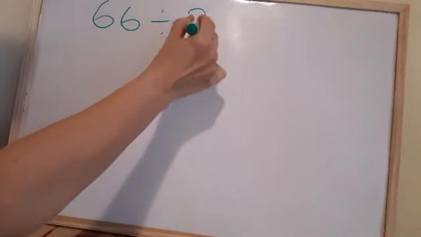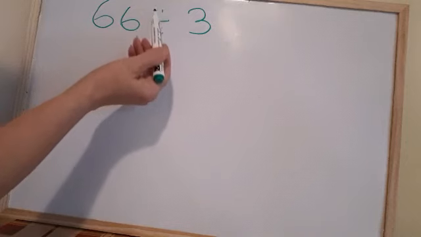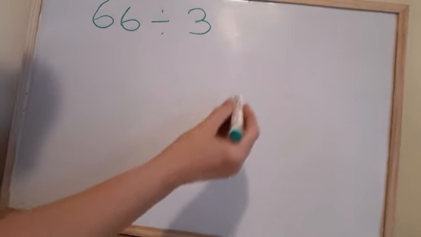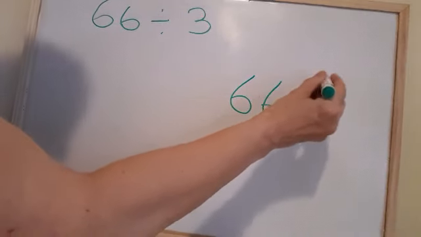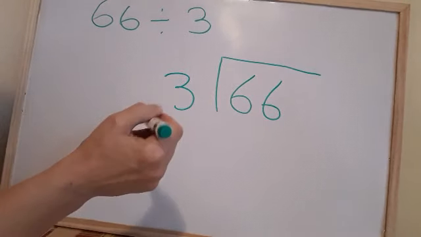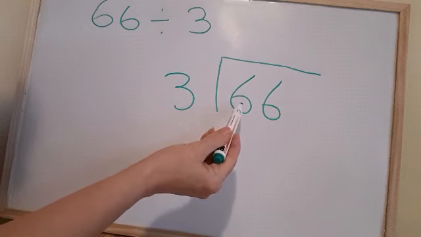Or we're going to be dividing using the bus stop method. We're going to look at 66 divided by 3. That's like 66 sweets divided, the same as shared, by 3 people, 66 sweets. And this is how we write it with the bus stop method: 66 divided by 3. Then we look at how many 3's go into the first 6.